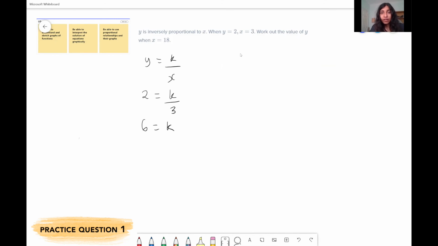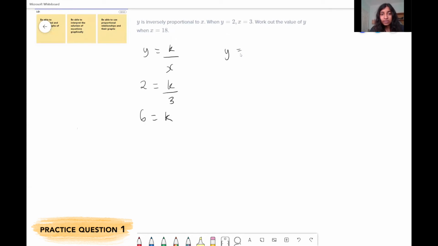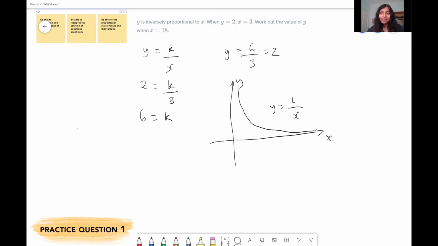Then we want to work out the value of y when x is 18. Then y is just equal to 6 over 18, which is just 1/3. So then if you were to draw the graph of x against y, it would just be something like this, with y being 6 over x.